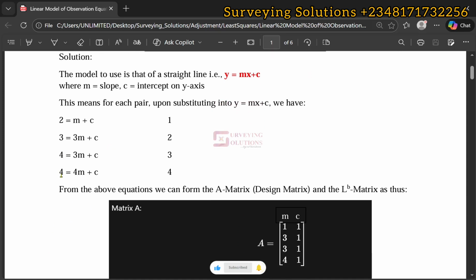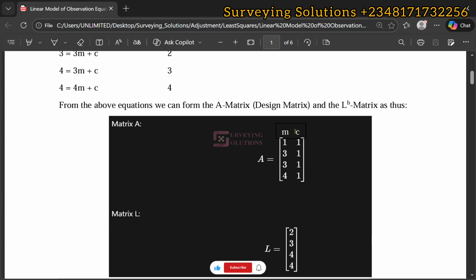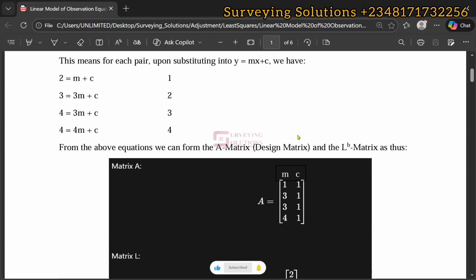From the above equations we can form the A matrix, which is the design matrix, and the LB matrix, which is the observation matrix. Looking at equation 1, the coefficient of m is 1 and the coefficient of c is 1. That's why you can see 1 and 1 here.